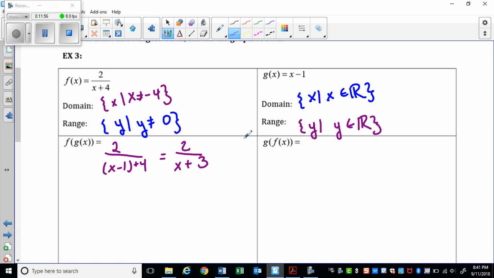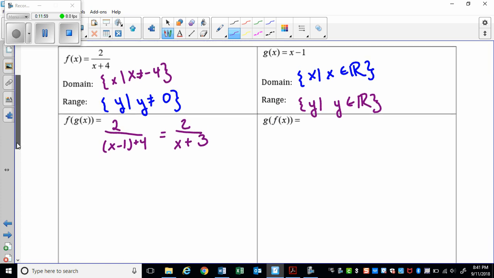And then I'm going to do g of f of x. We're going to substitute the 2 divided by x plus 4 in for the x. So we're going to have 2 divided by x plus 4, and then we have the minus 1.